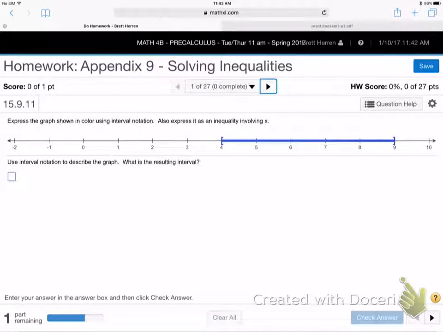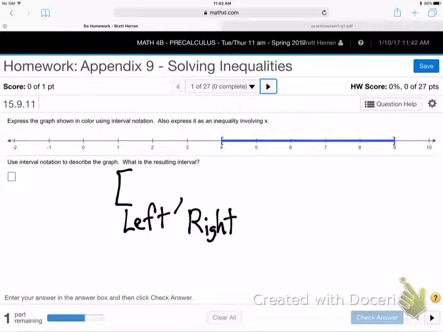You guys know what interval notation is? That's where you do brackets, and you do left edge, comma, right edge of the piece of shading. So here's the left edge, here's the right edge. So what is that, 4 and 9? That's pretty simple. 4 and 9. That's all they want in that question.